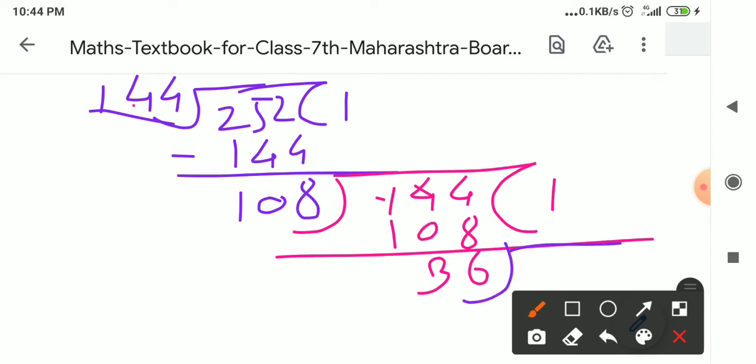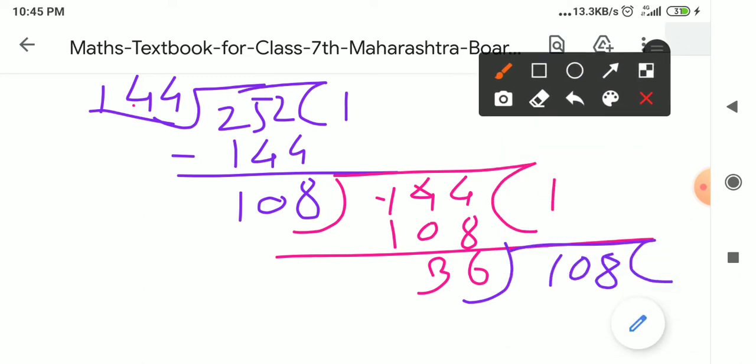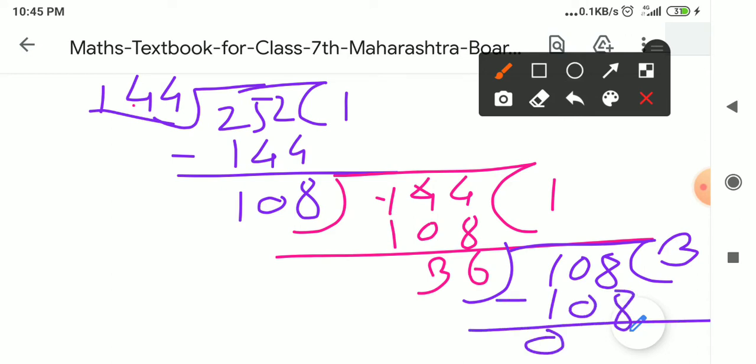So here we write 108. Then the next step: 36 ones are 36, 36 twos are 72, and 36 threes are 108. Do the subtraction, you will get 0, which means 0 is the remainder, and the HCF is 36. In this way we have to follow the steps and solve this division.